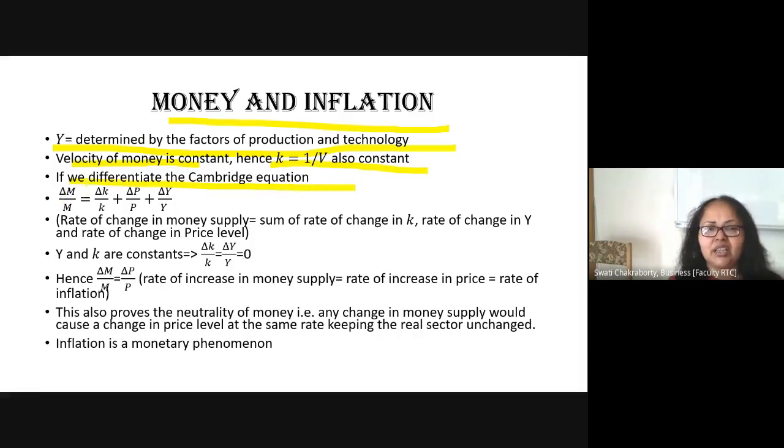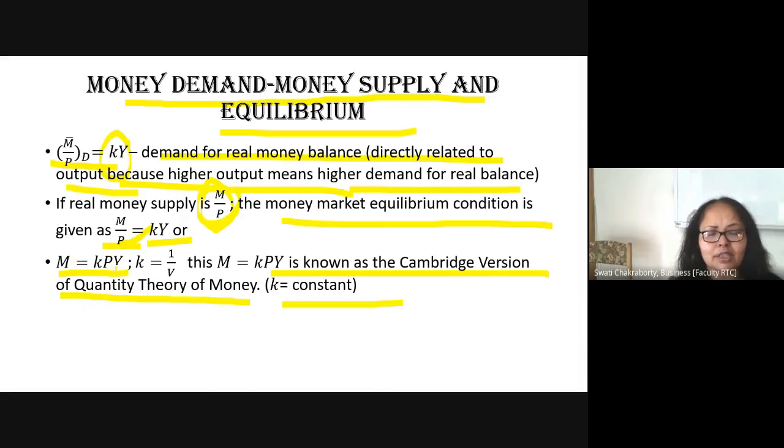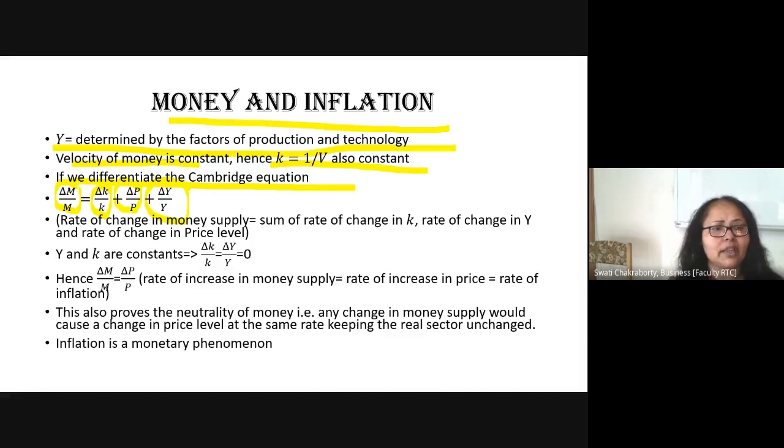So if we differentiate, what happens? It's delta M by M is equal to delta K by K plus delta P by P plus delta Y by Y. It comes from this equation, M is equal to KPY. We start differentiating, right? And here, what does this mean? That delta M by M is the rate of change of money supply. Delta K by K is the rate of change in K, right? And this is P, which is the rate of change in price level, and Y is the rate of change in Y.